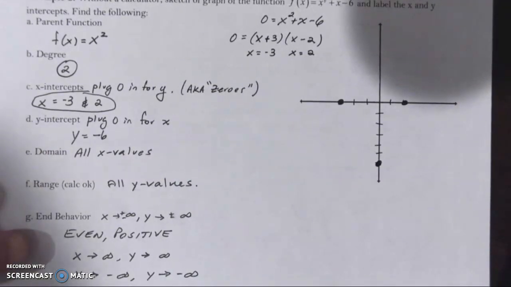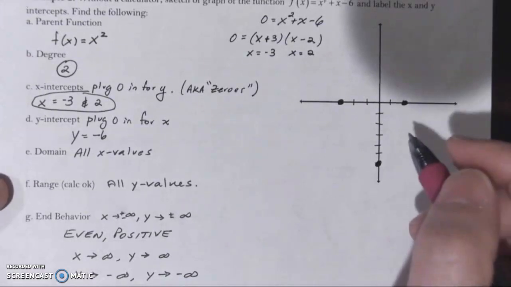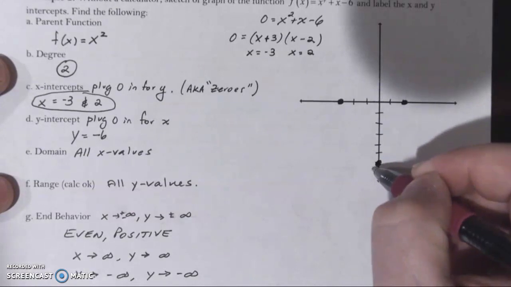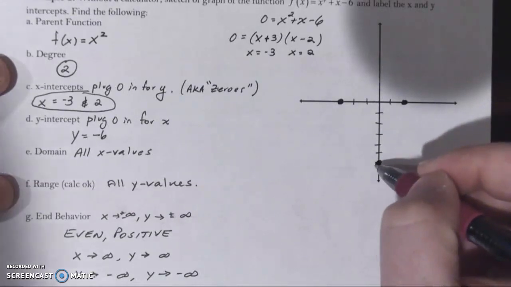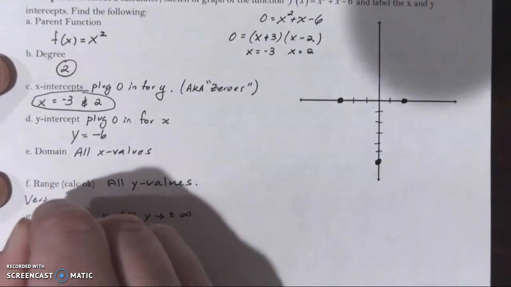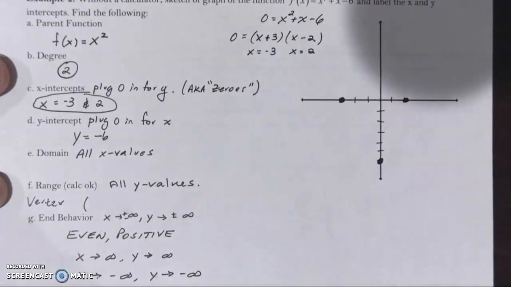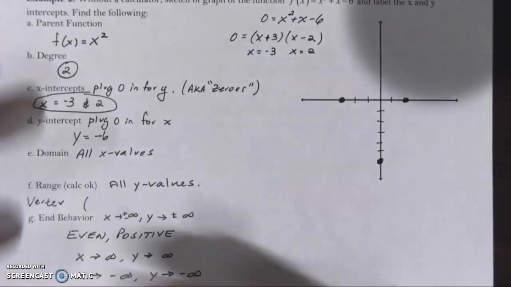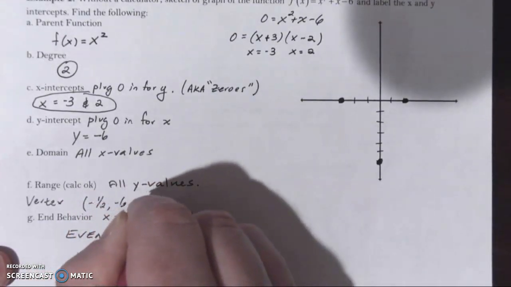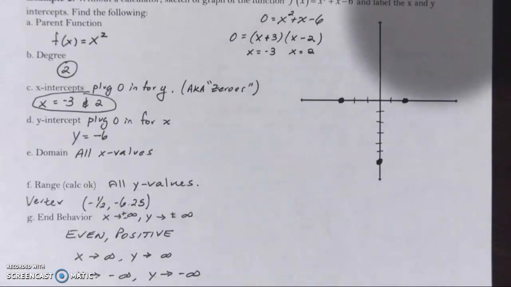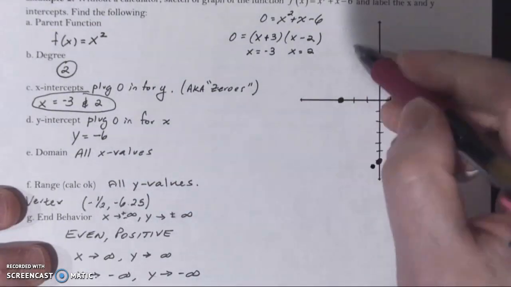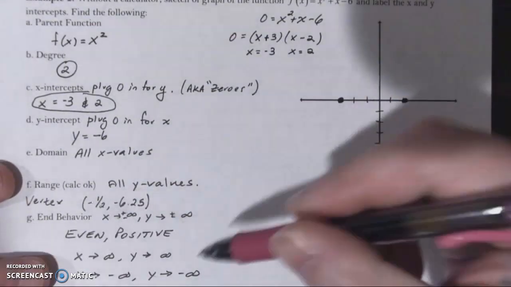All right. The end behavior, up and up. Now the range, we would use our calculator for this, okay? The range is going to basically be the minimum value of the vertex, okay? You would see that if you plug this into your calculator, the vertex would be at negative 1/2, comma negative 6.25, or negative 25/4. Okay, so we can put that here on the graph. Okay, and end behavior, basically up and up.